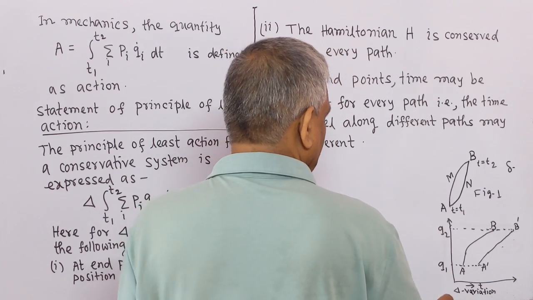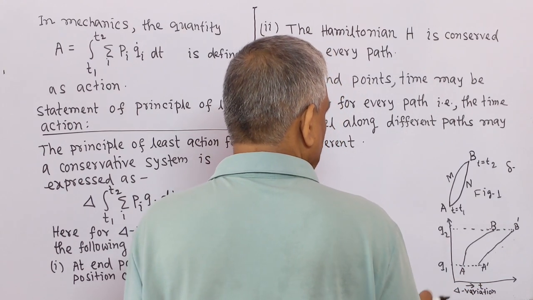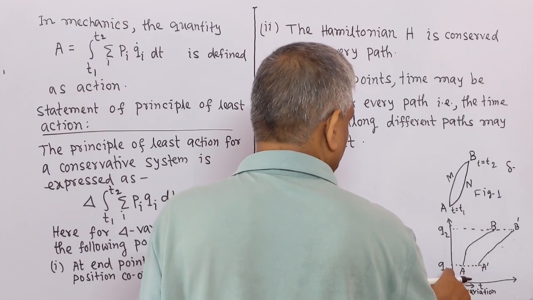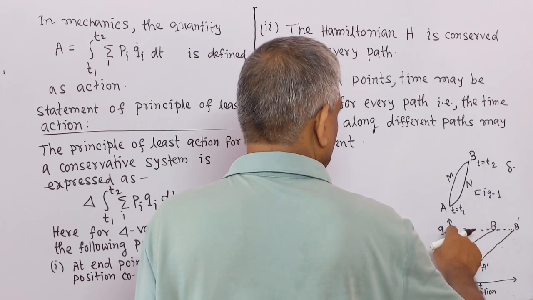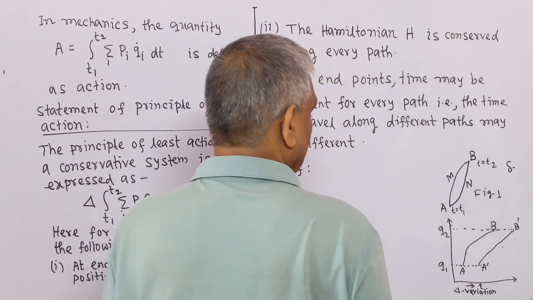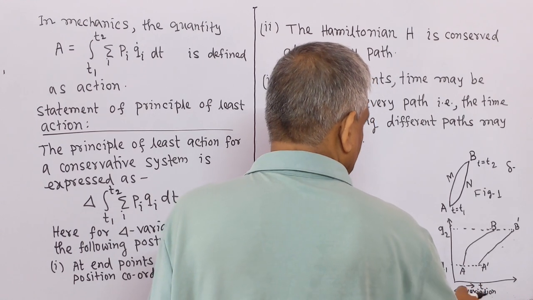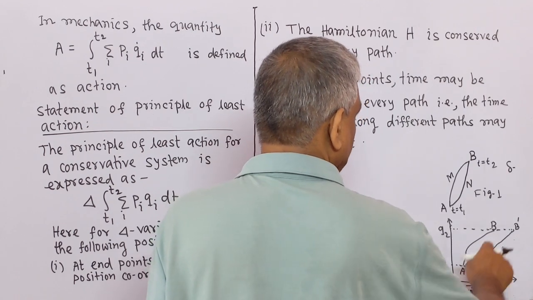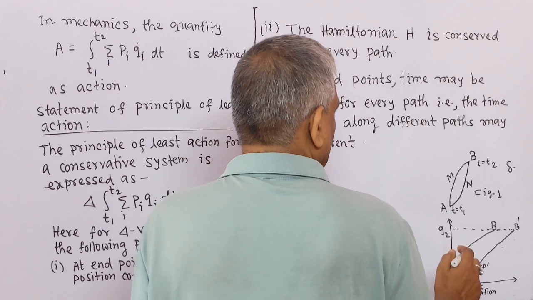But in uppercase delta variation, that is triangular variation, we see that the coordinates of the initial point of both paths are q1 and the coordinates of the endpoints of both paths are q2. That is, position coordinates at endpoints are held fixed. This is the time axis. Here we see that the initial times of both paths are not the same. Also, the times at endpoints are not the same.